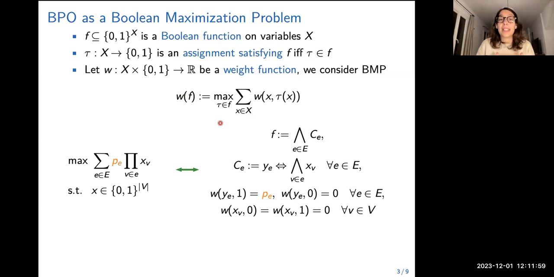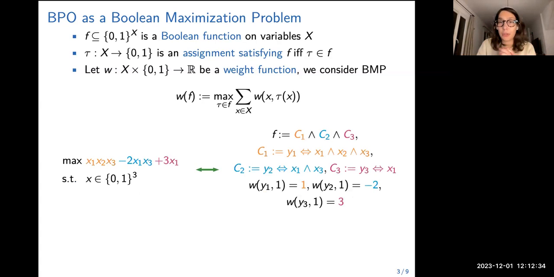We want to compute the maximum, over all the assignments that satisfy the function f that represents our polynomial, of the sum of all the weights. We define f as I explained before with these clauses, and what is missing is how we define the weights. In order to include the information of the coefficients, we just set the weight of the variables of the monomial, when they have value 1, to the coefficient, and 0 all the other times. Let's look at a very simple example to see how it would work. Here we have an example with 3 variables and 3 monomials.